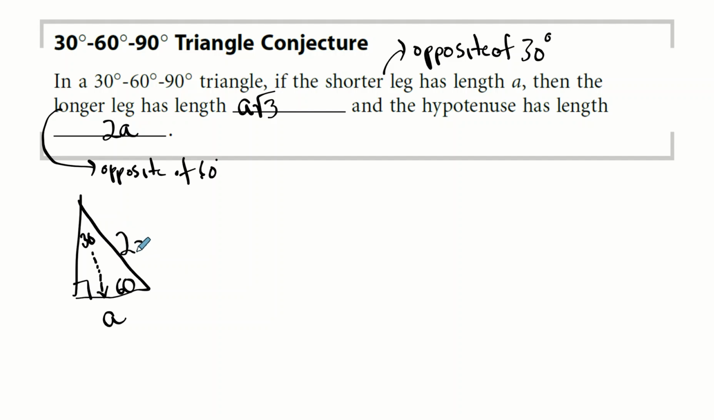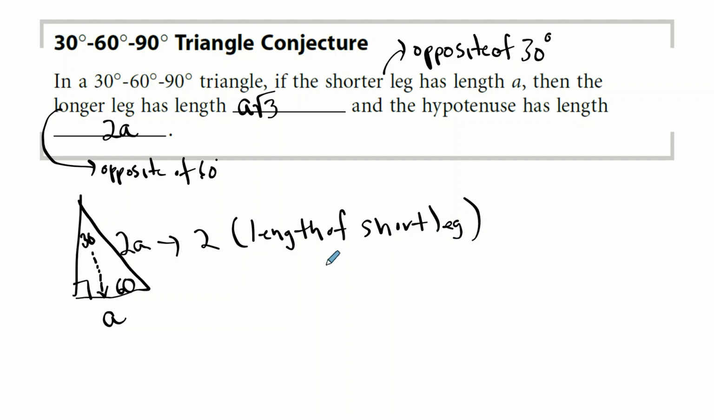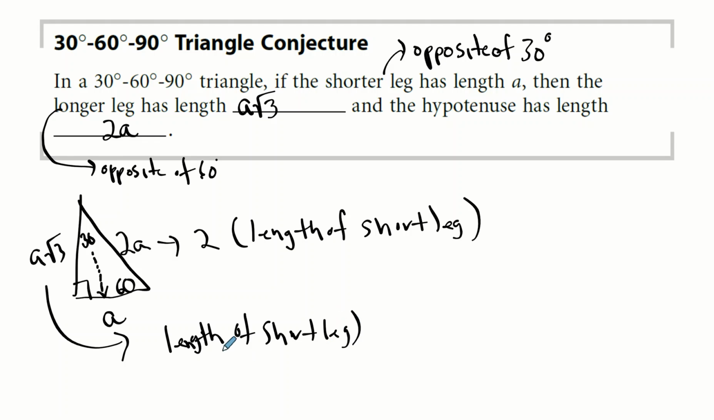So 2A is the hypotenuse, or you can say that this is 2 times the length of the short leg. Length of the short leg. This one we said it was A times radical 3, or you can actually write it as the length of the short leg times radical 3.